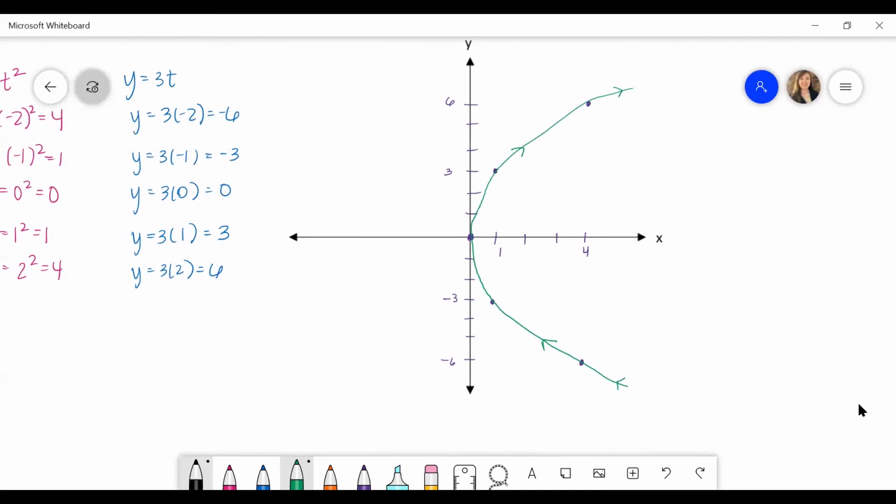Again, we weren't given an interval, so there's not an official starting and stopping point. So this covers all of our bases. It would be okay to assume, because of the arrows and there's no definite ending point, that this just continues.